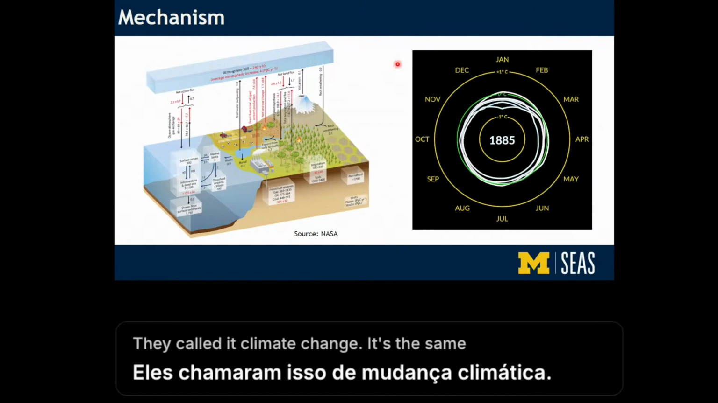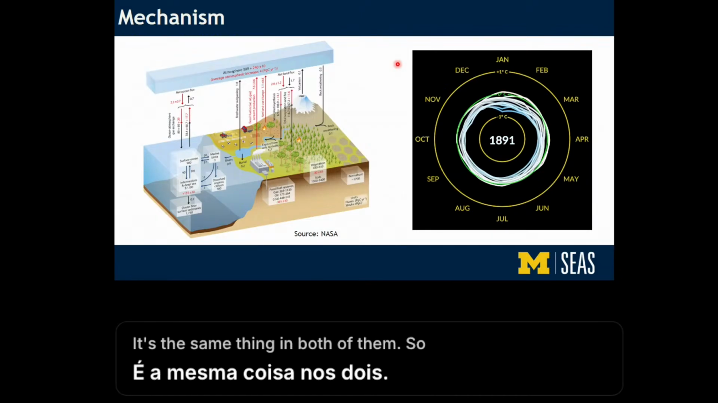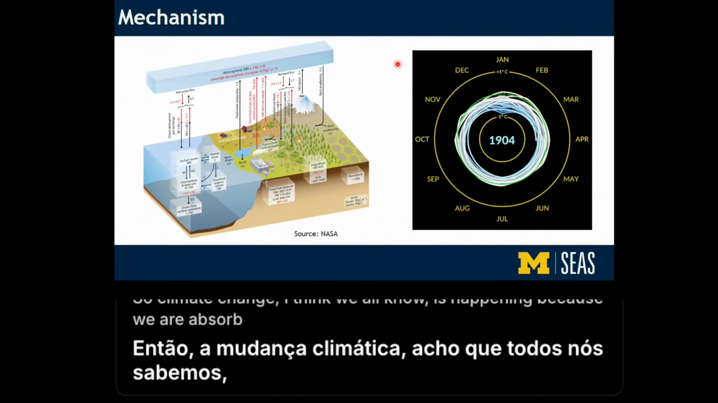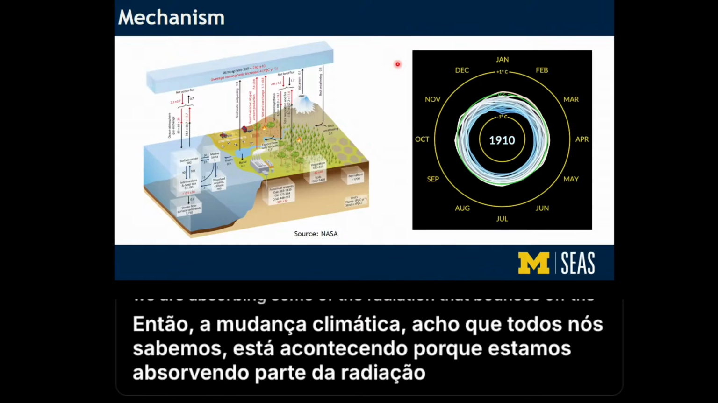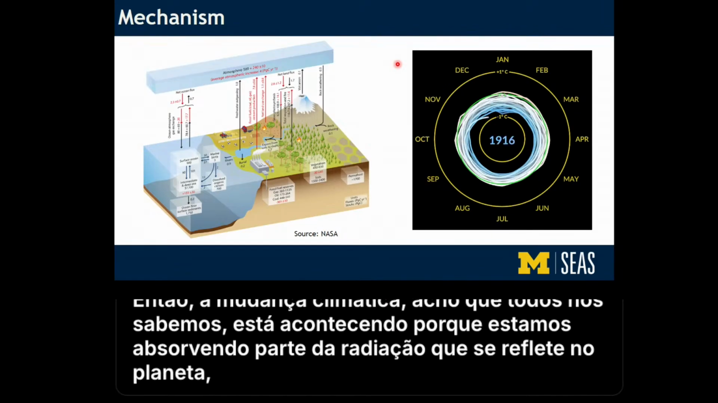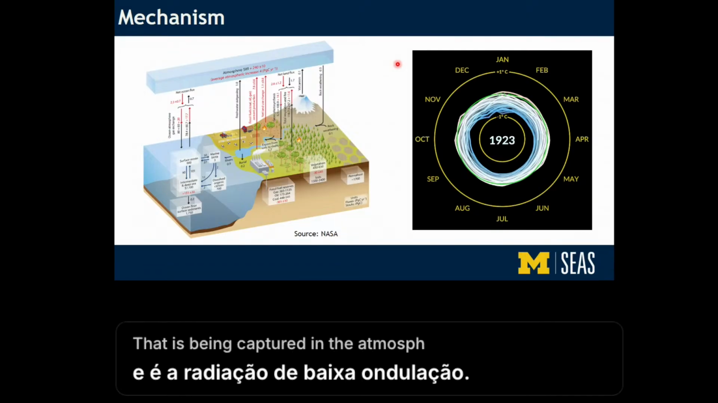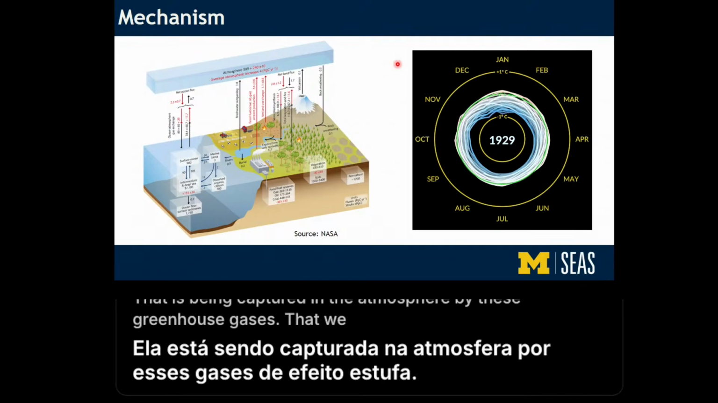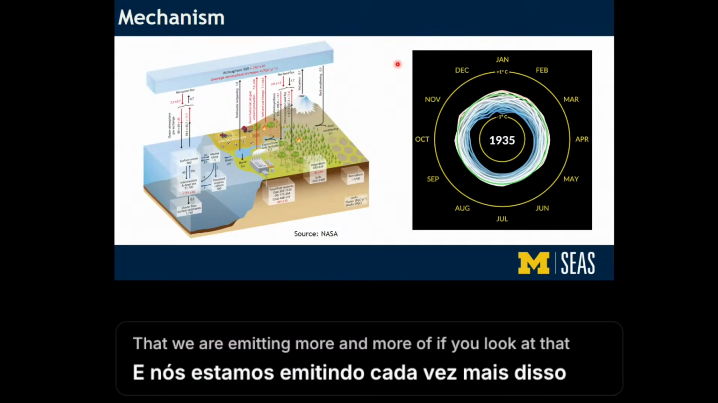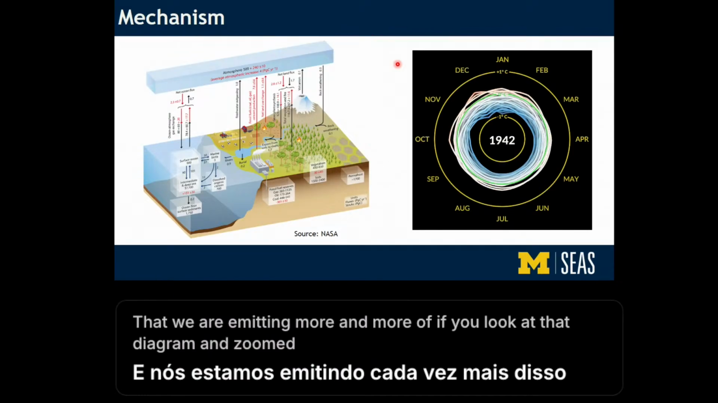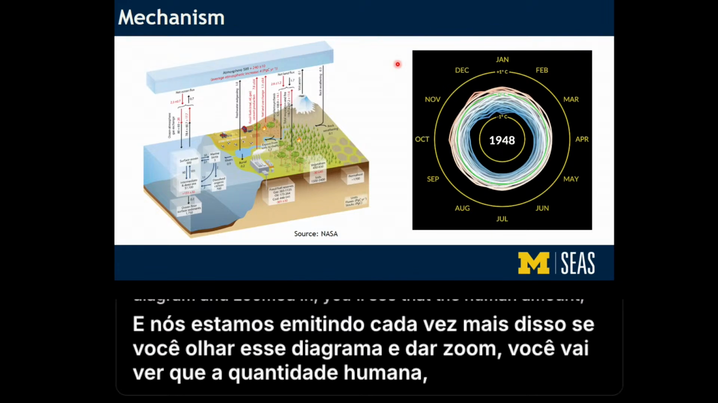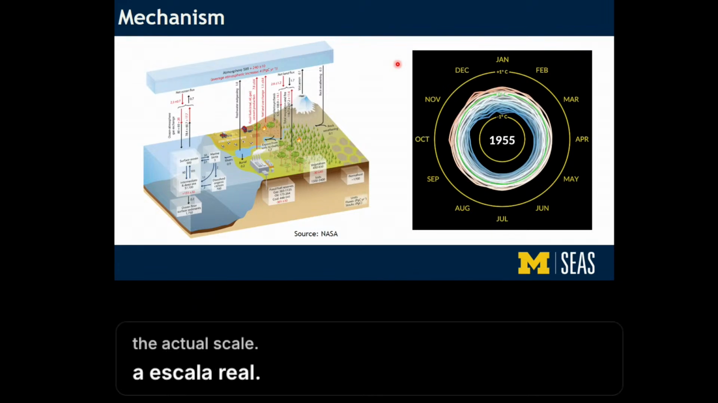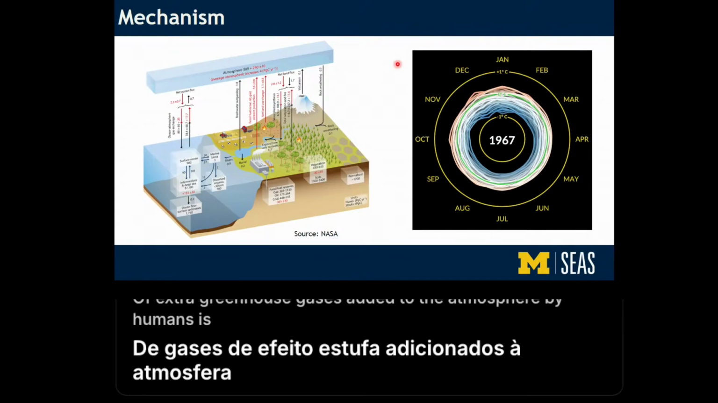So climate change, I think we all know, is happening because we are absorbing some of the radiation that bounces off the planet, and it is the long wave radiation that is being captured in the atmosphere by these greenhouse gases that we are emitting more and more of. If you look at that diagram and zoom in, you'll see that the actual scale of extra greenhouse gases added to the atmosphere by humans is pretty small relative to a lot of global biogeochemical processes, but it's adding a little bit more each year.